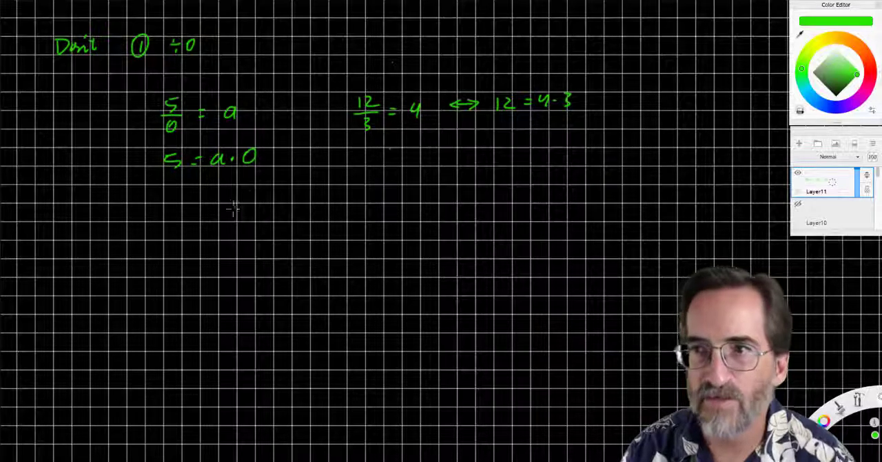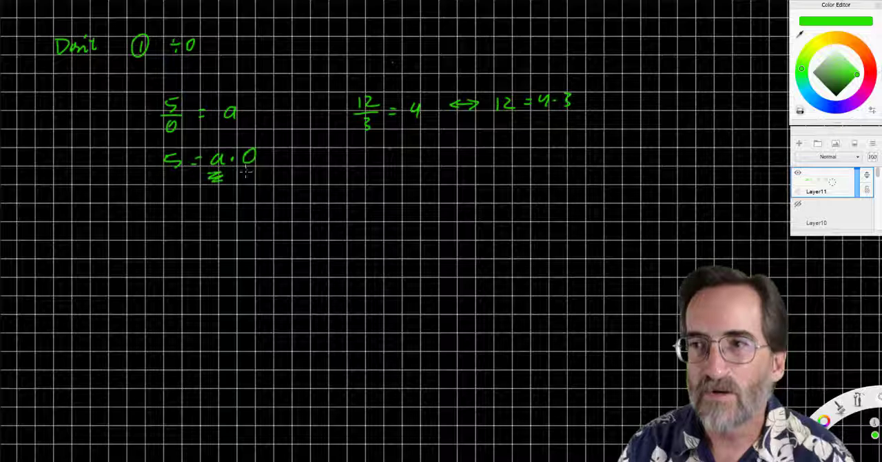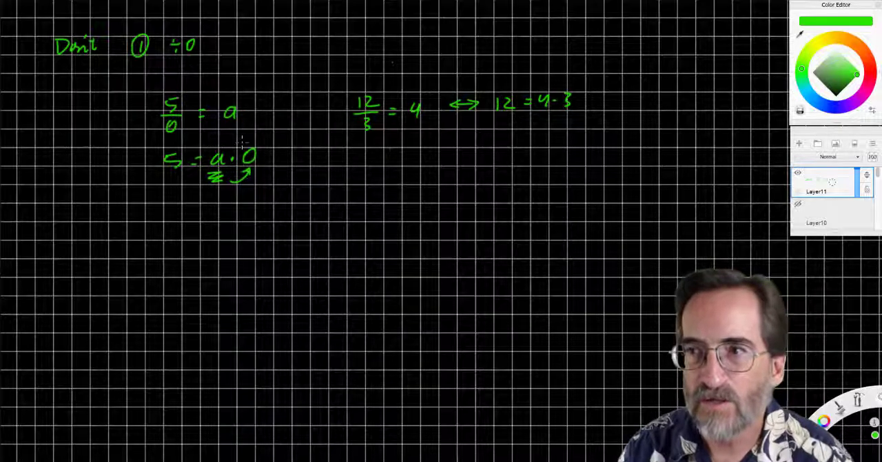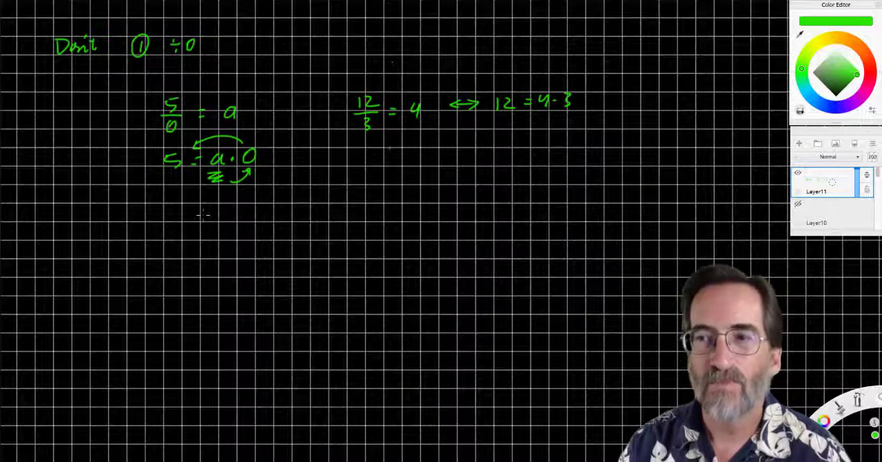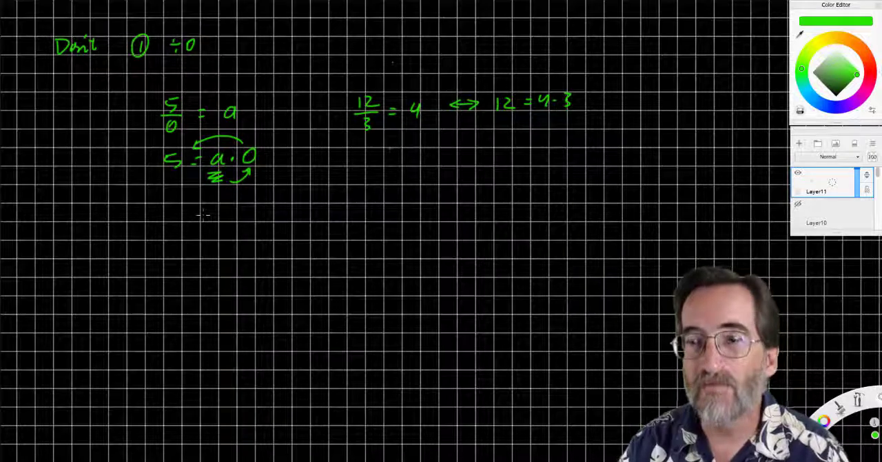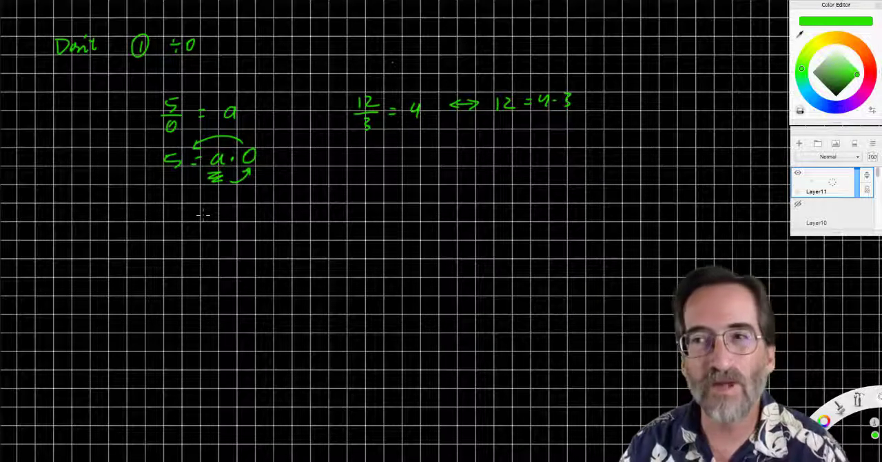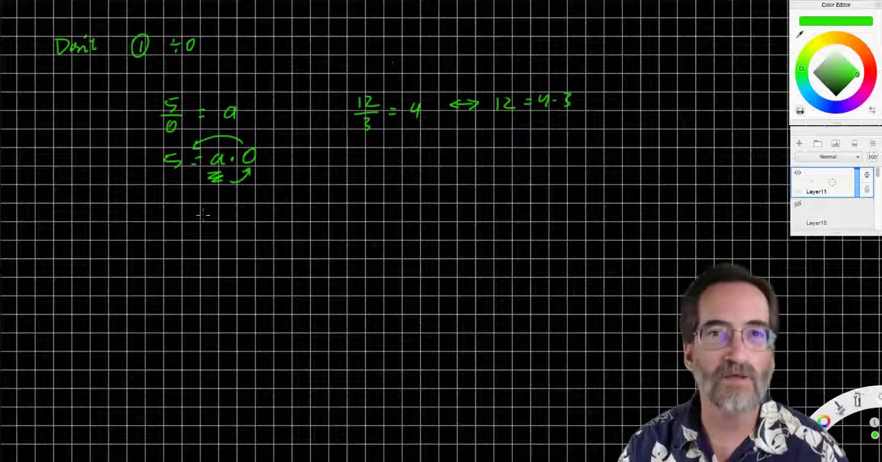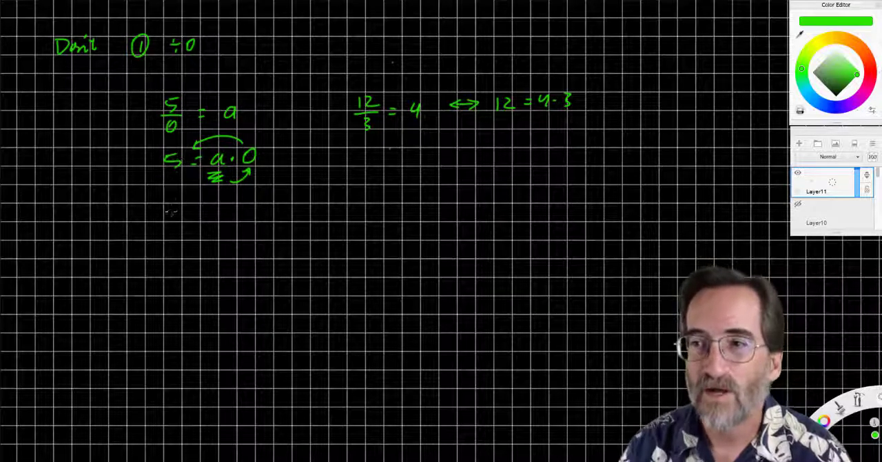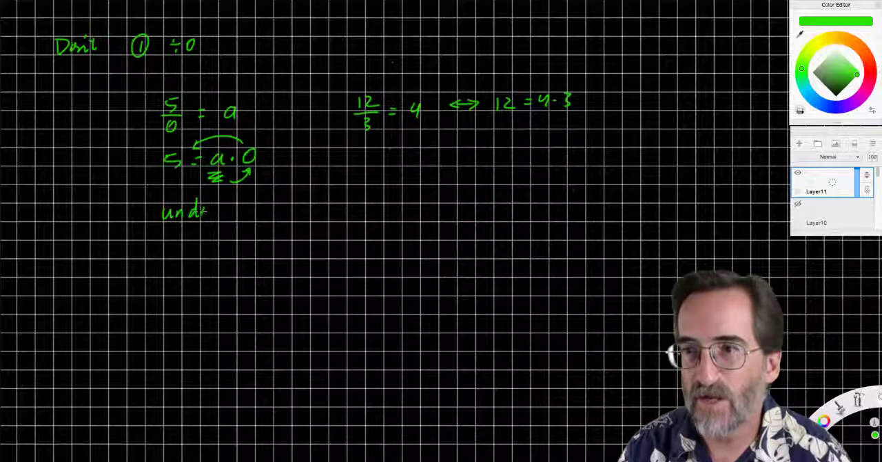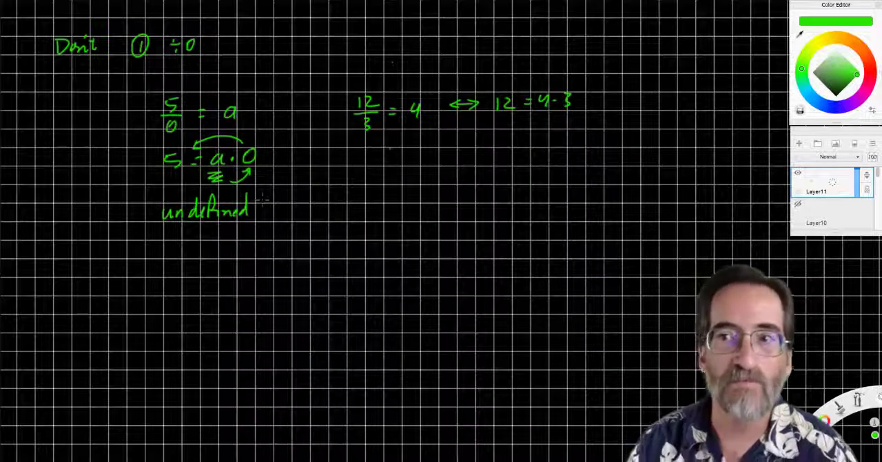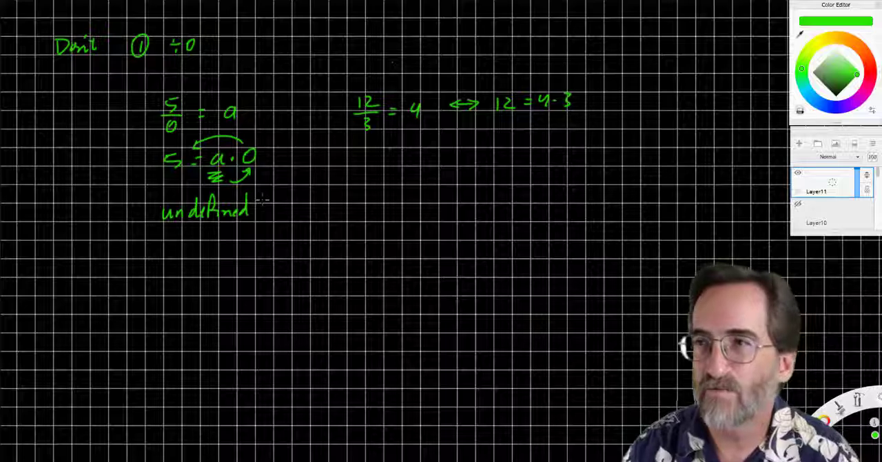Now think about this. What number could you multiply by 0 to get an answer of 5? And even if you thought maybe it's infinity, if you multiply infinity by nothing, you get nothing. You don't get 5. And so it is undefined. You cannot divide by 0. Not in any number system that I'm aware of, right? You don't divide by 0.